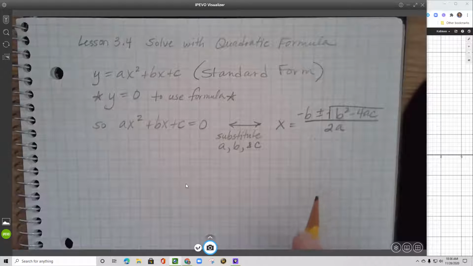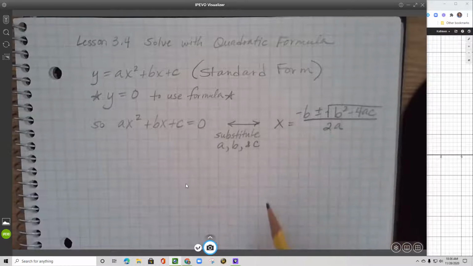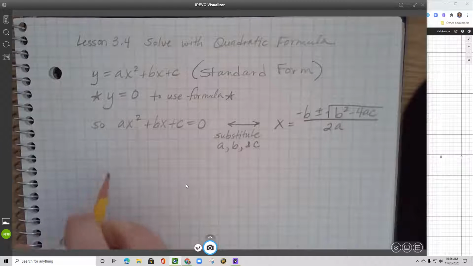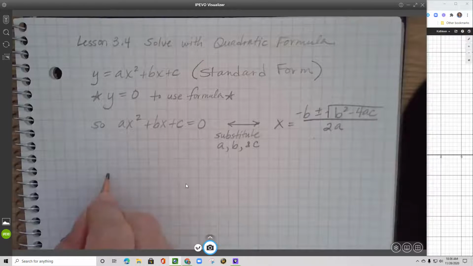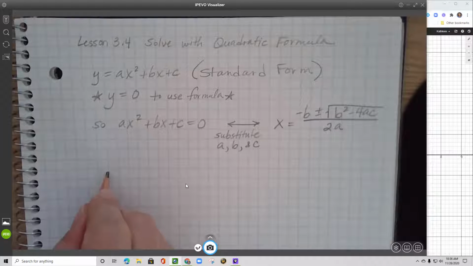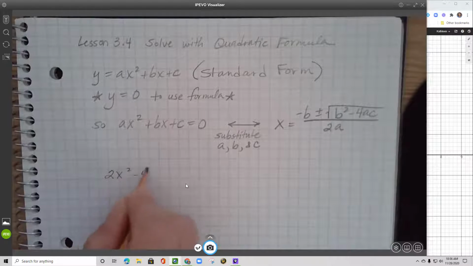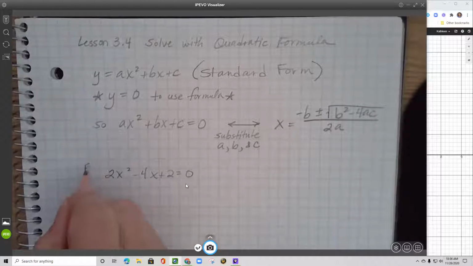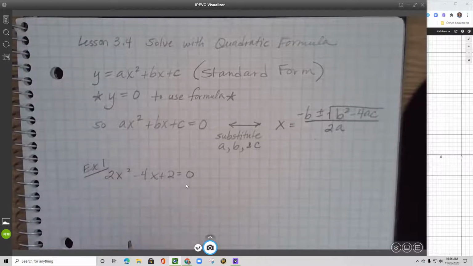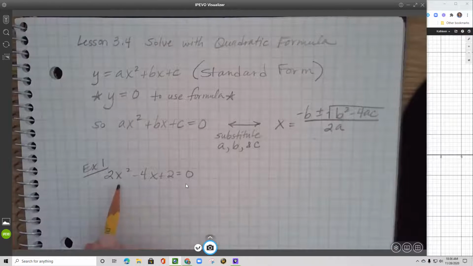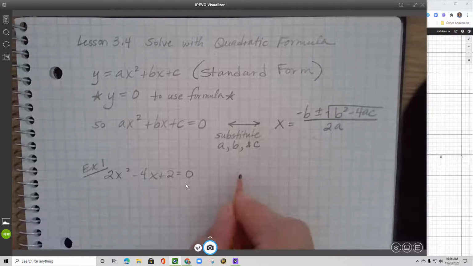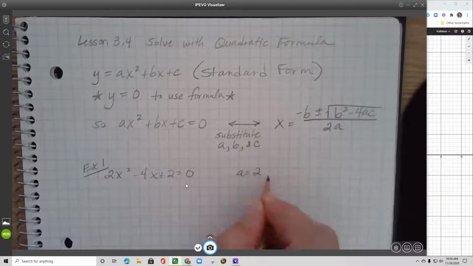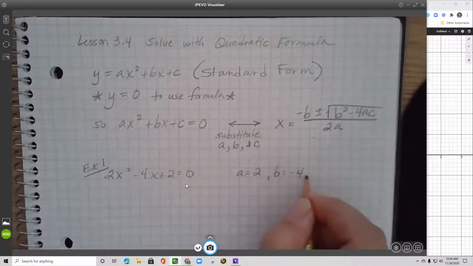When I do that, I have three possibilities of solutions. I could have one solution, like if I solved this one. For this equation, a is 2, b is negative 4, and c is 2.